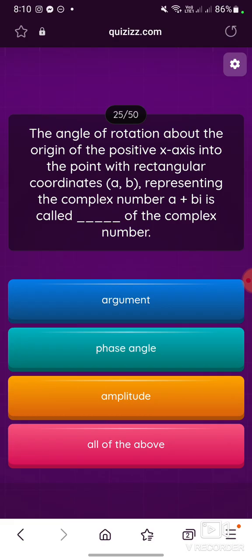The angle of rotation about the origin of the positive x-axis into the point with rectangular coordinates a, b representing the complex number a plus bi is called the blank of the complex number.